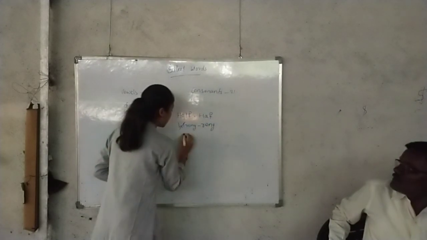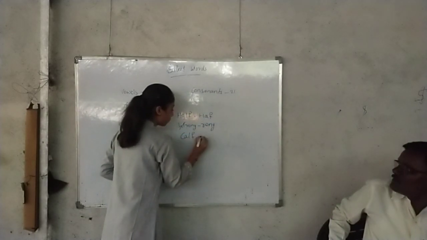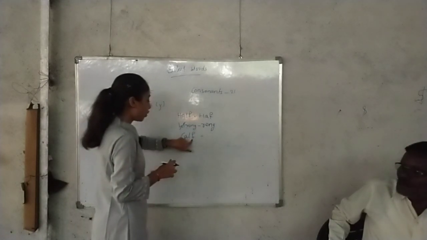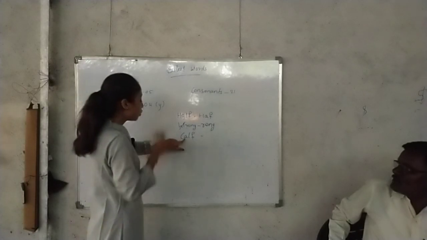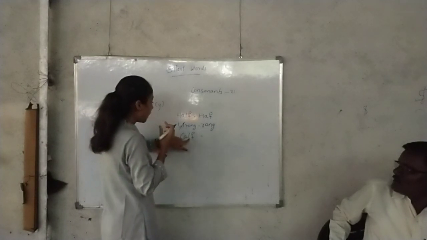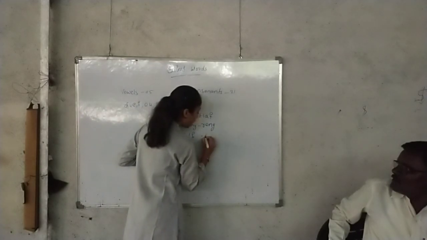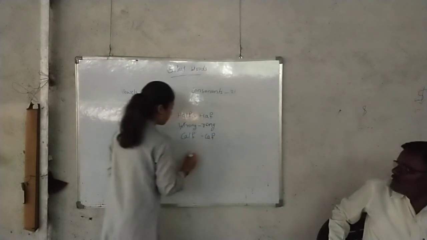And another example, calf. So here, L and F are the consonants. A is a vowel. While pronouncing it, L is silent and F is a high sound. Therefore, while pronouncing it, it comes as calf.